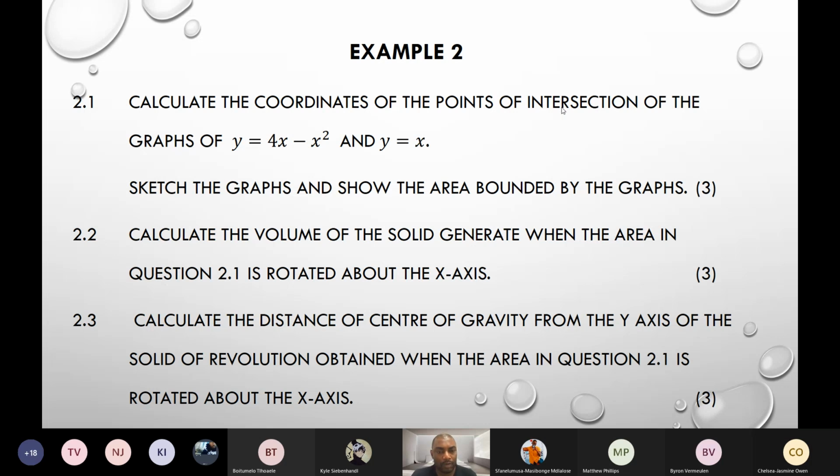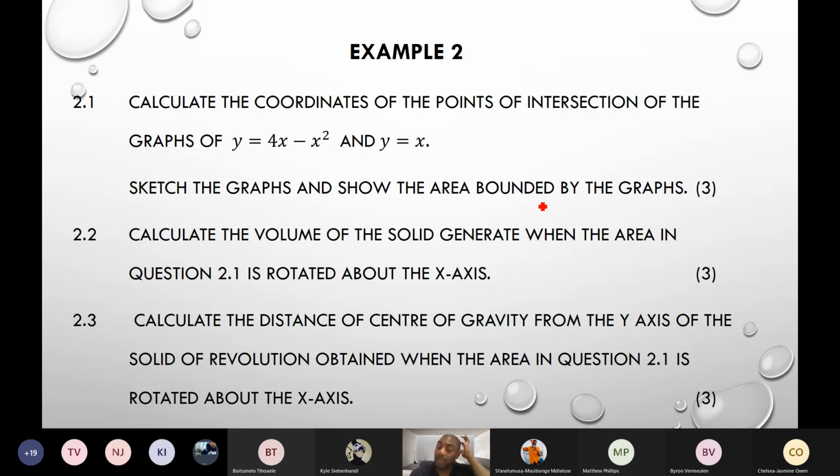So what do we do? The first part, we need to calculate points of intersection. We have to sketch the graphs and then the area bounded by the graphs. 2.2, calculate the volume when this area is rotated about the x-axis. And 2.3, calculate the distance of center of gravity. So if they ask us for center of gravity, it means we have to calculate volume moment first.